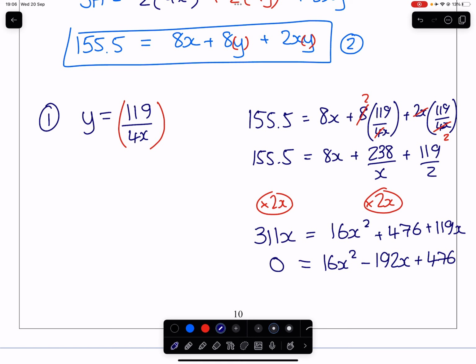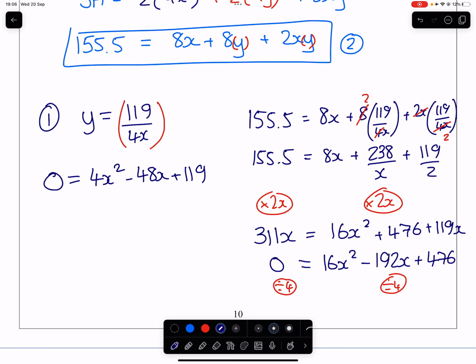All of these numbers can probably be divided by 16 maybe. No, they can't, but they can be divided by 4. So I can divide everything on both sides by 4. Obviously the left-hand side doesn't change, but the right-hand side, I'll take it up here, is going to become 4x squared minus 48x plus 119.